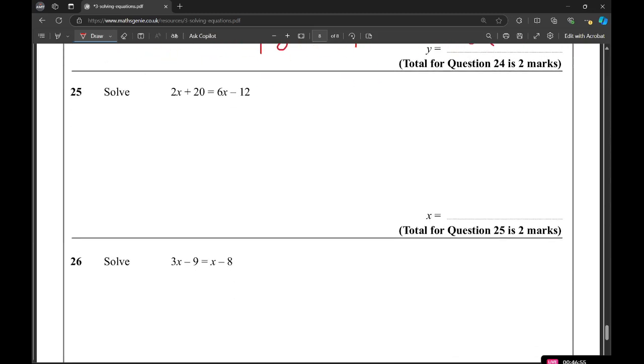Right, next one. Solve 2x plus 20 equals 6x minus 12. Step one, I'm going to subtract 2x on both sides. So always take away the smallest amount. So I'm going to get 20 equals 6x minus 2x, which is 4x.